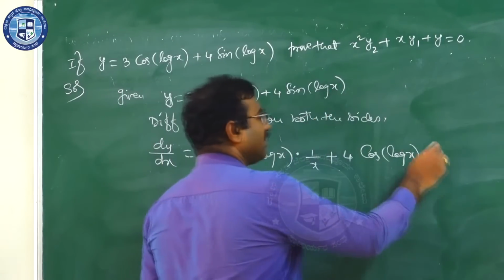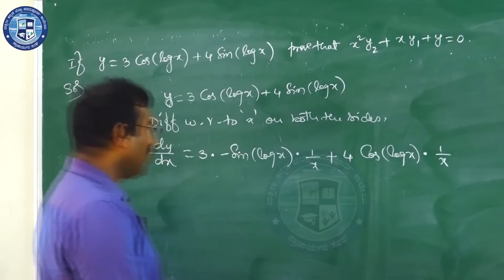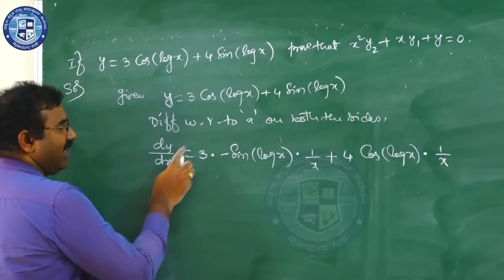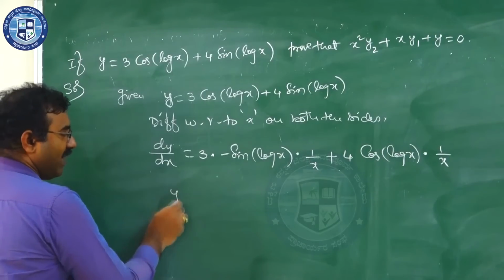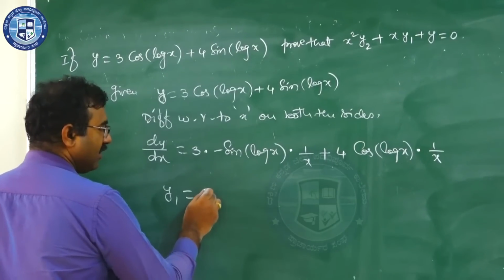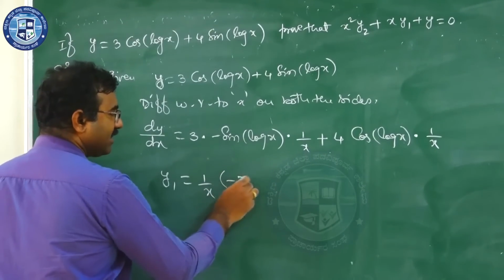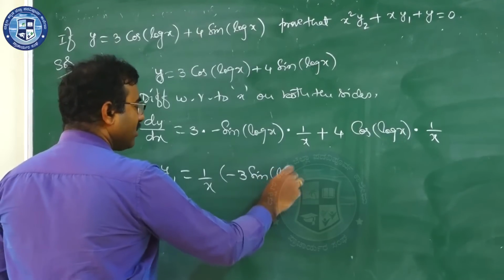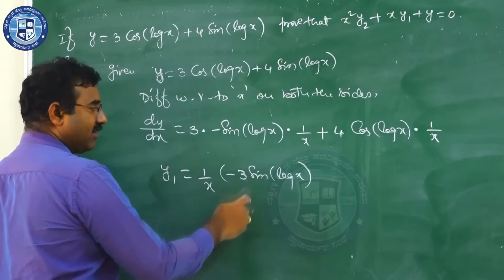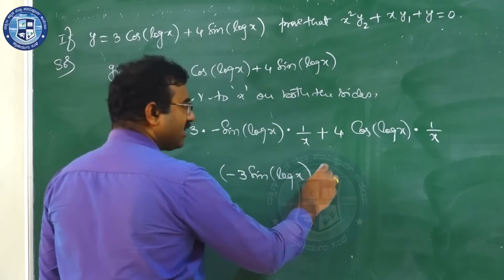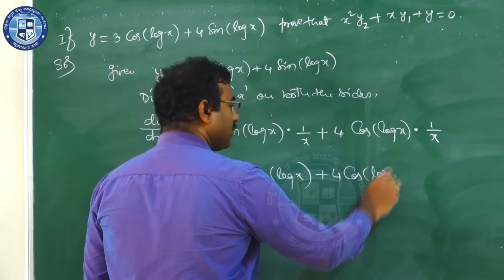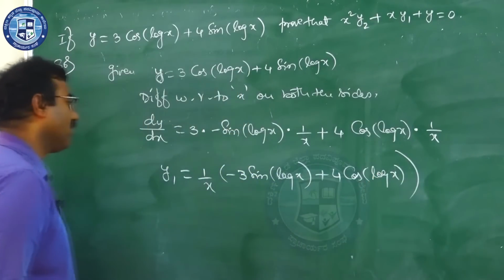So d by dx of log x is 1 by x. So what you are getting now, dy by dx is nothing but y1. So y1 is equal to, minus 1 by x into minus 3 sin log x, because minus is there now. So minus 3 sin log x, this 1 by x taken out common, plus 4 cos log x. We got this one, right.